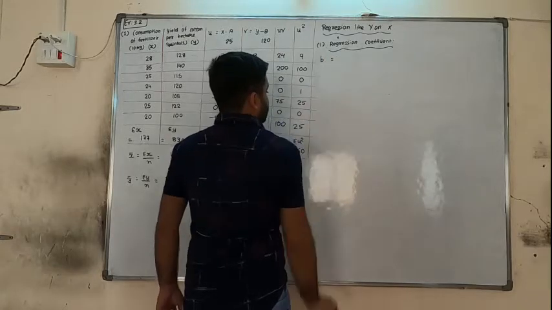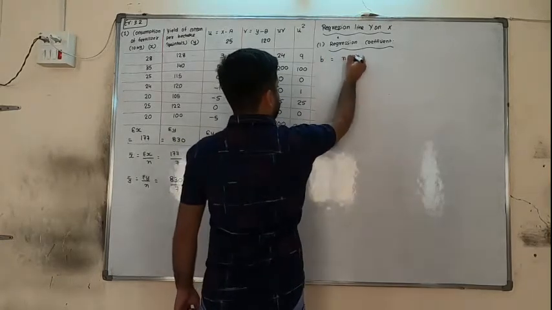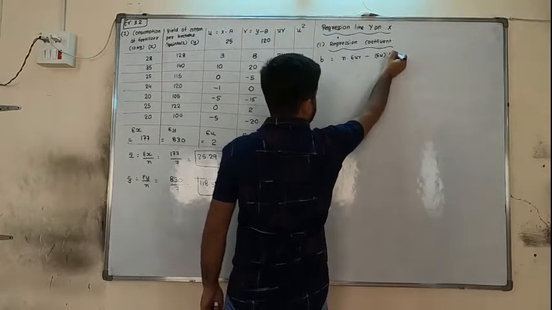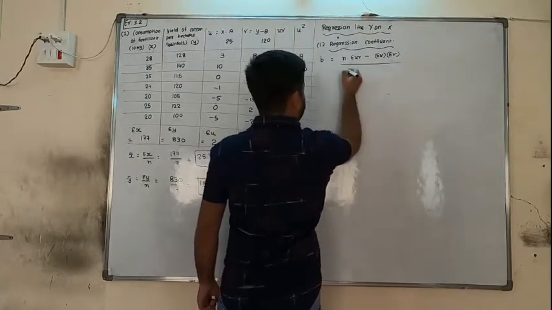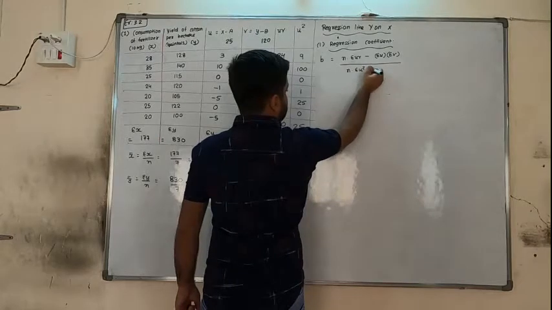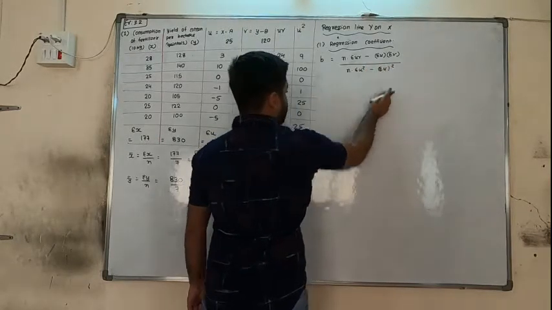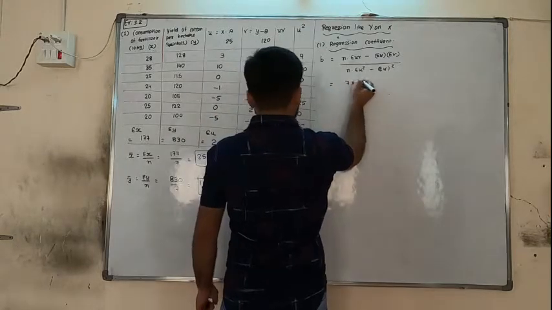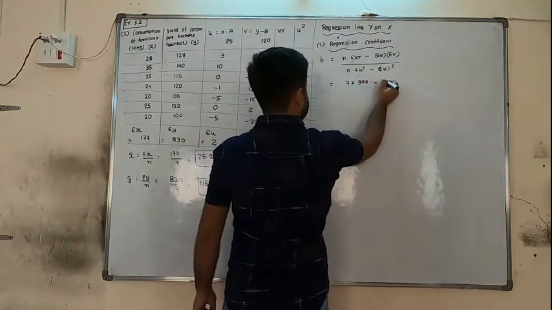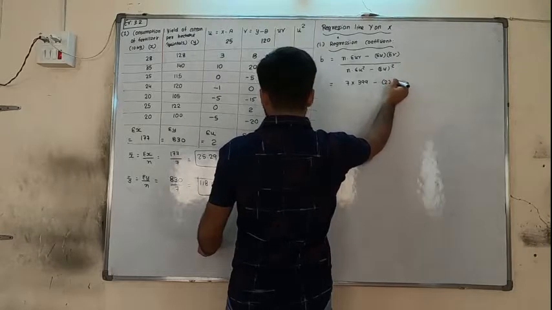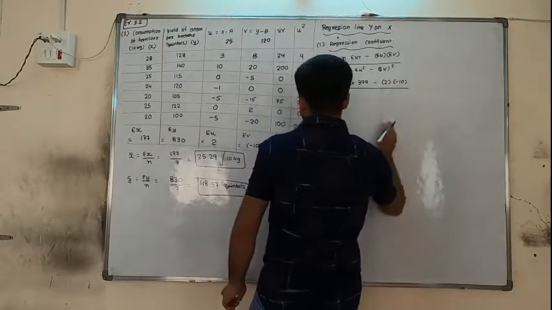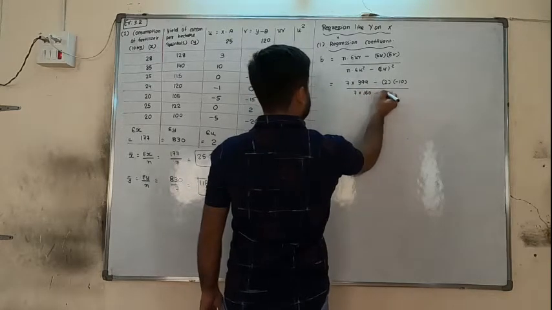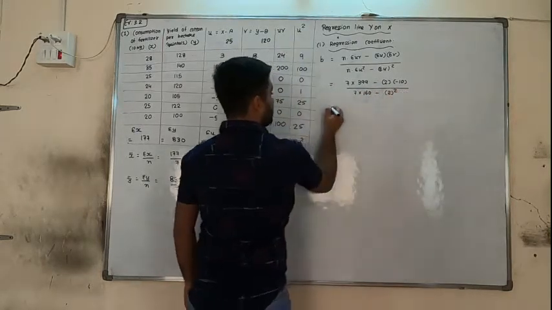that is B. B is equals to n into sigma uv minus sigma u multiply sigma v upon n into sigma u square minus sigma u whole square. Okay, n is 7, sigma uv is 399, sigma u is 2, sigma v is minus 10 divided by n is 7, sigma u square is 160, sigma u whole square is 2 whole square.